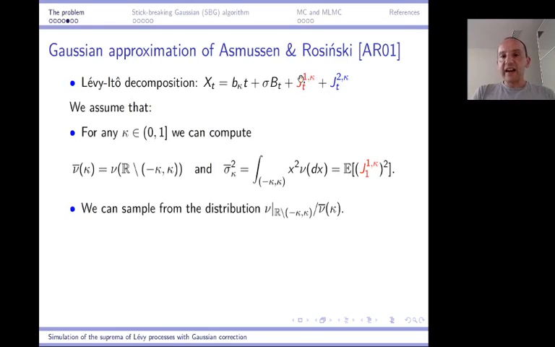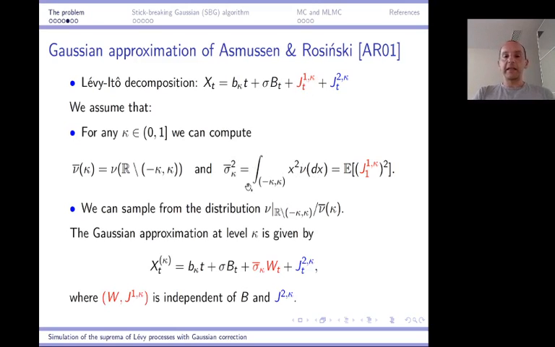Well, this guy is an L2 martingale. It's got a variance. You see, variance expressed in terms of the Lévy measure as an integral from minus kappa to kappa of x squared μ(dx). This goes to 0 as kappa goes to 0. But so it's got this variance, and now I'm going to substitute this martingale with this variance with a Gaussian martingale, another independent Gaussian martingale.